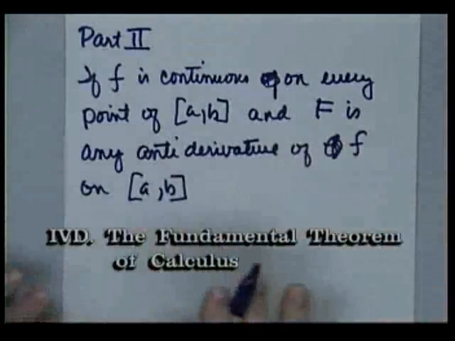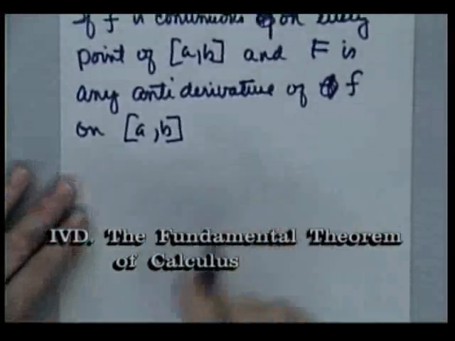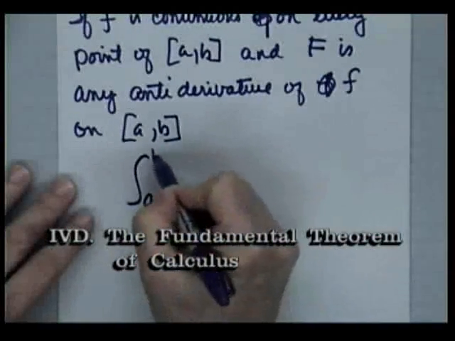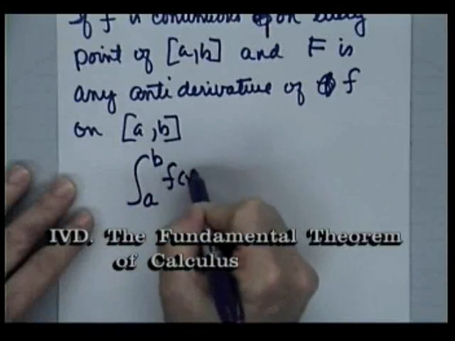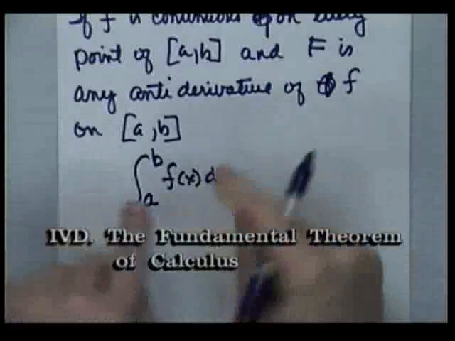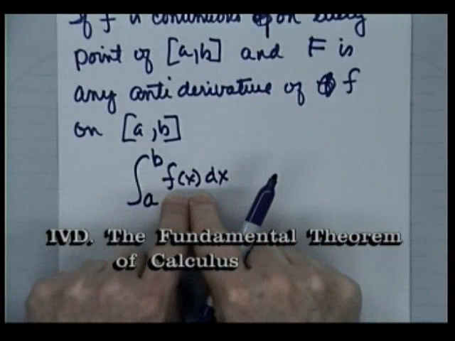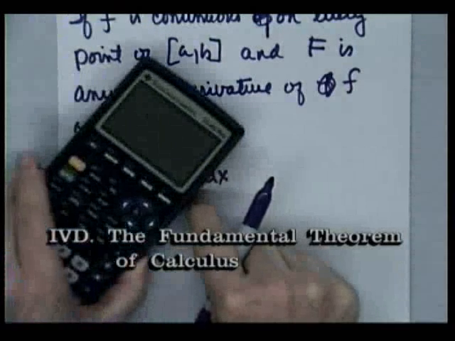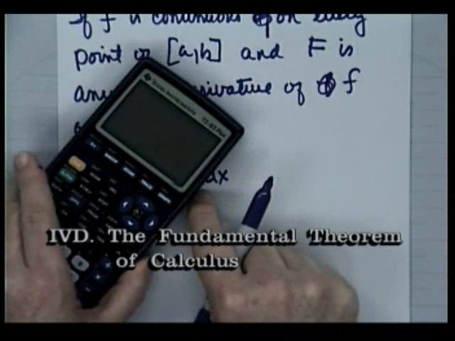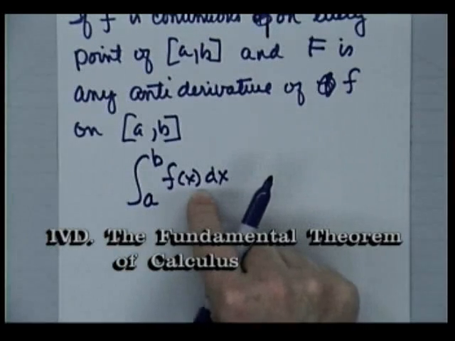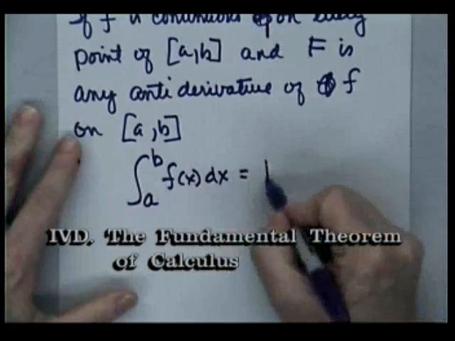On AB, then the following happens. This is cool. The integral from a to b of f of x dx, we can compute this. We don't have to find area under the curve with Riemann sum. We don't have to go grab our calculator and use Math 9 or Second Calc. We can do it ourselves. And this is how we do it.